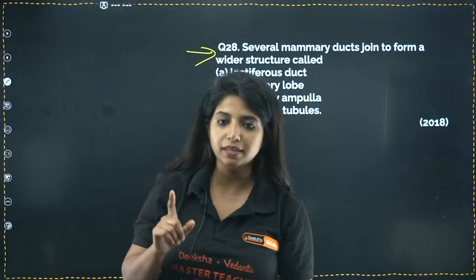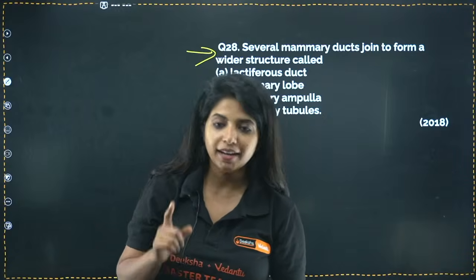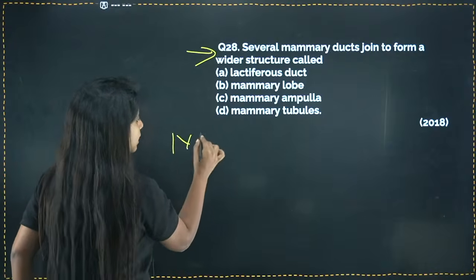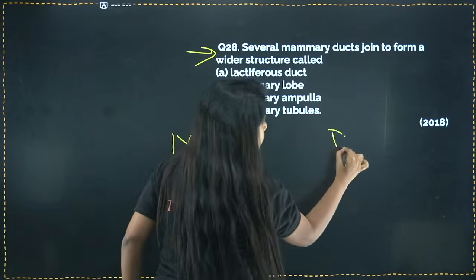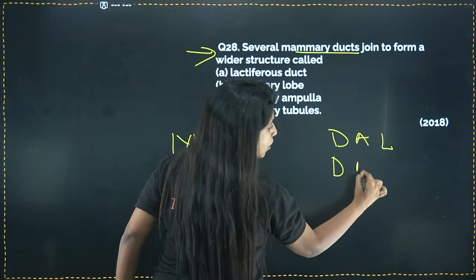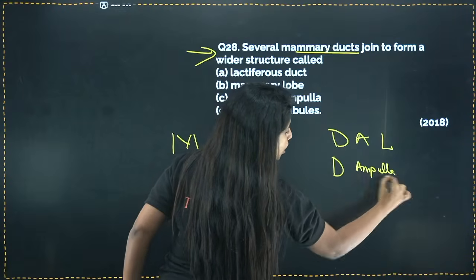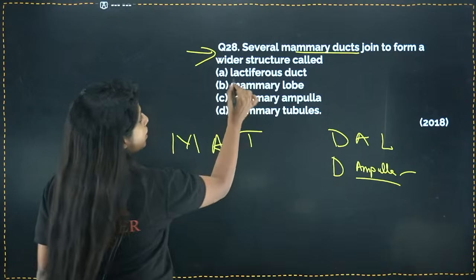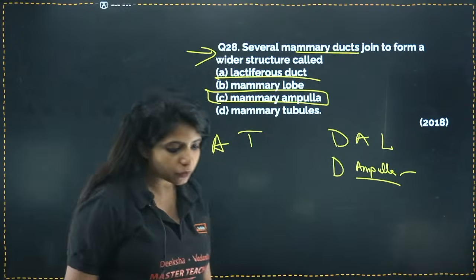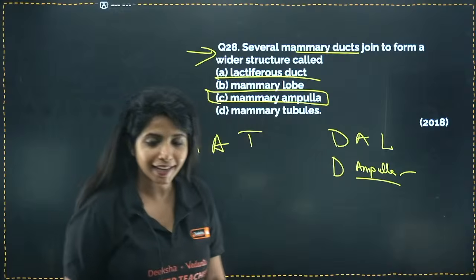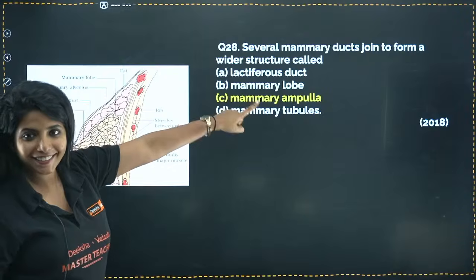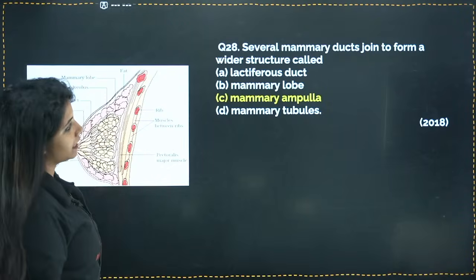Guys, you are giving me A, B, C, D options out there. That is not at all fair. So what is the answer for this question? I just told you, please remember, dal fell on mat. So mat first and then dal. You are being asked about mammary duct. Ducts are going to join together to form what? Ampulla. And ampulla comes together to form what? Lactiferous duct. So your answer for this question is going to be ampulla. C is the answer. Got it? I hope that is clear.